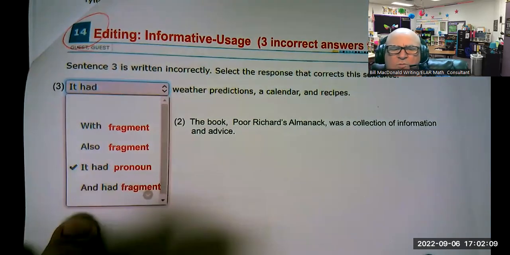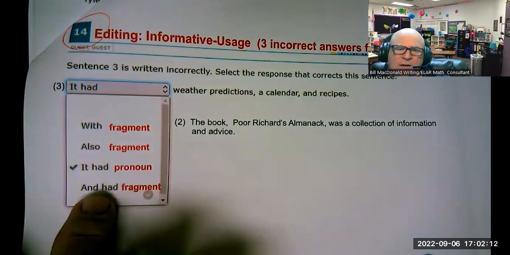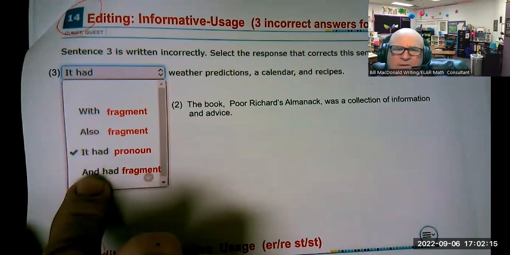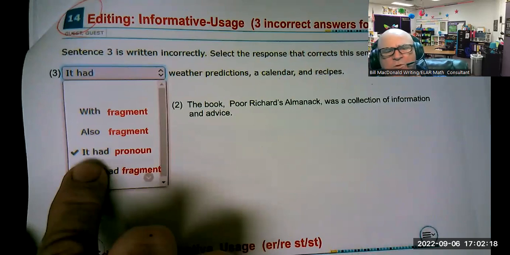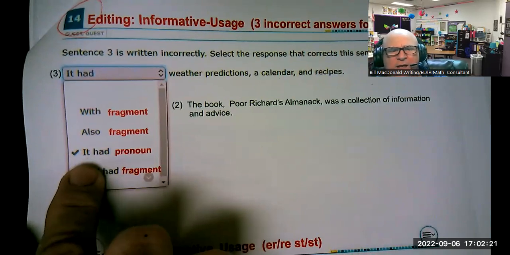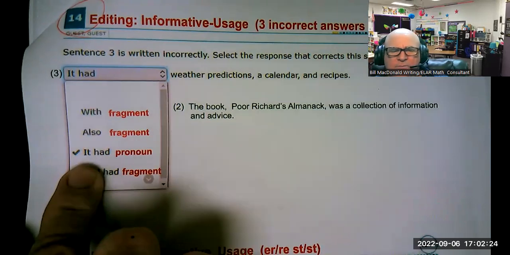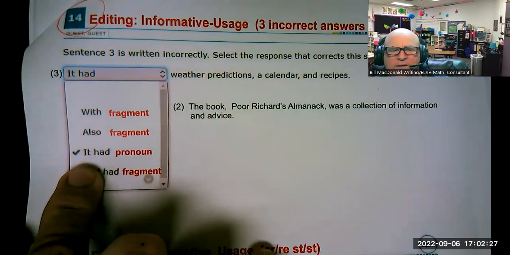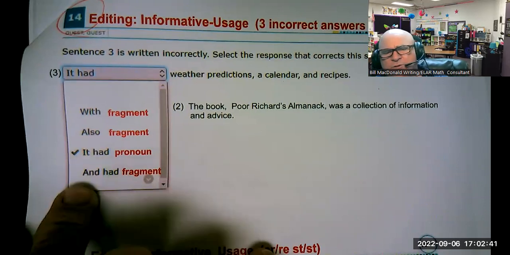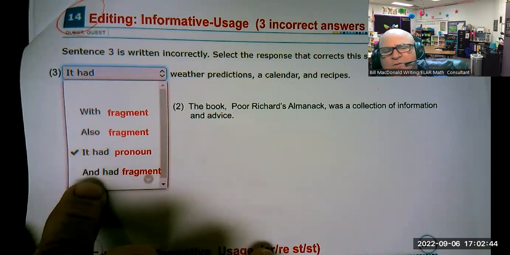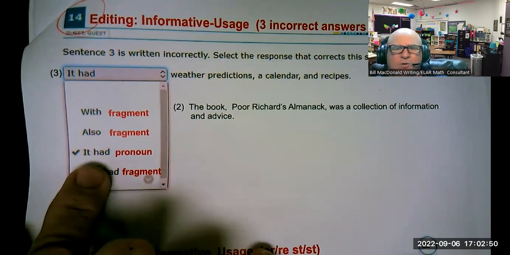Now, here's a little trick with the word and. If you can cover the word and at the beginning of a sentence, and it has a complete thought, then it's okay to start a sentence with and. I learned this last year when they were throwing and at the beginning of sentences. So let's just see how it works without the and. Had weather predictions, a calendar, and recipes. Since it didn't say it had, then I can't use that. But that is one way to test if it's okay to start a sentence with and. If you cover it and the sentence still makes sense as a complete thought, then you can keep it.